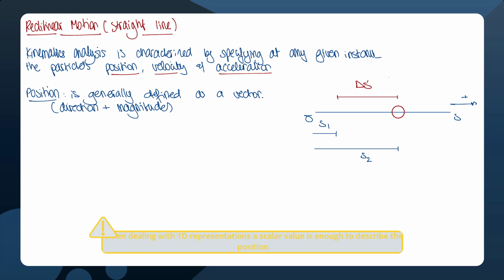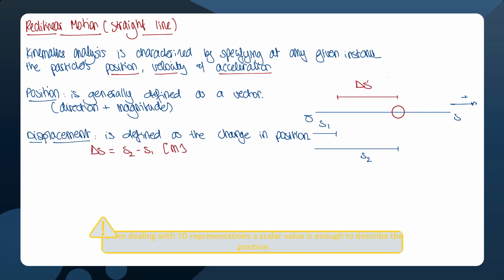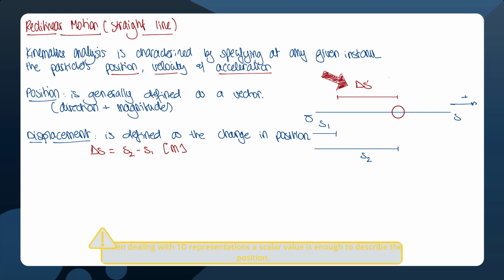Now that we have defined what position is, we can move on and define what displacement is. And it's actually defined as the change in position. So when you subtract the second position from the first position, that's the displacement of the object from state 1 to state 2.